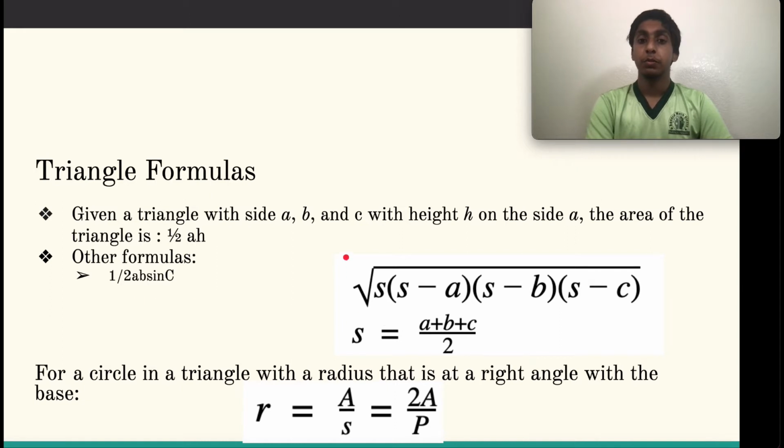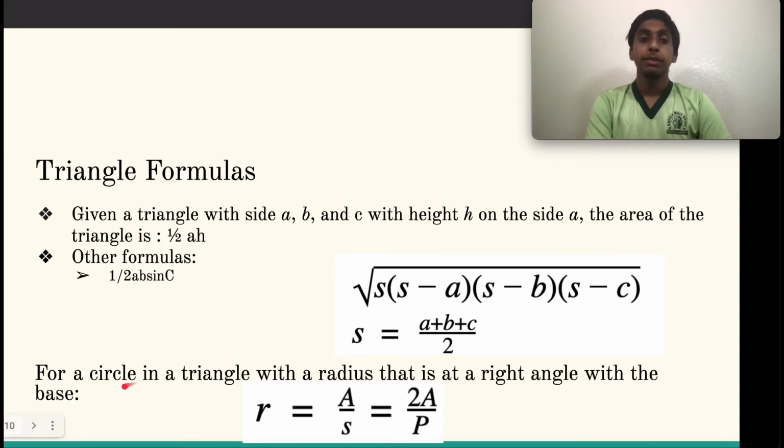And here's Heron's formula. So in this formula, you're going to find the semi-perimeter first. So semi-perimeter is going to be all the sides added up over 2. And then I'm going to find the square root of S times (S minus A) times (S minus B) times (S minus C). So again, what we're going to do is find our semi-perimeter, and then multiply it by S minus A, S minus B, S minus C. And then finally, we're going to take the square root of everything. Don't forget the square root.